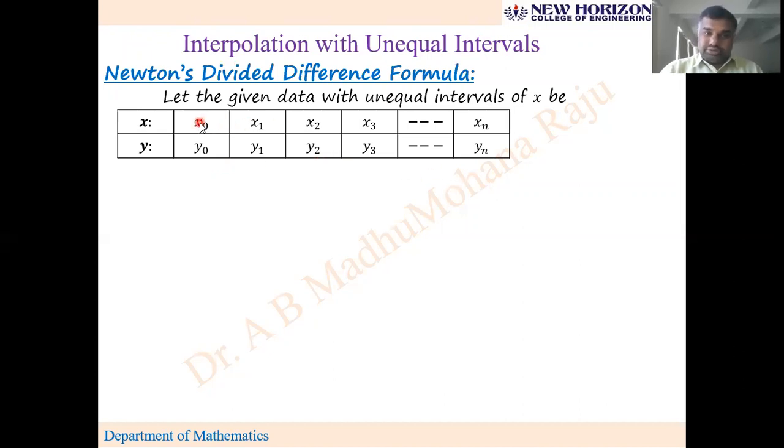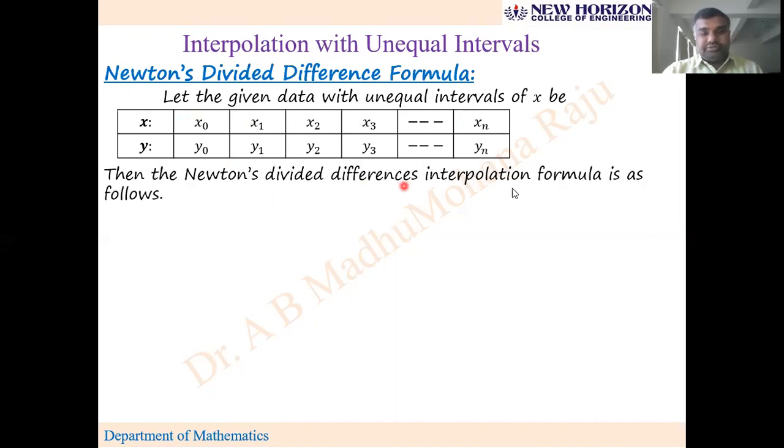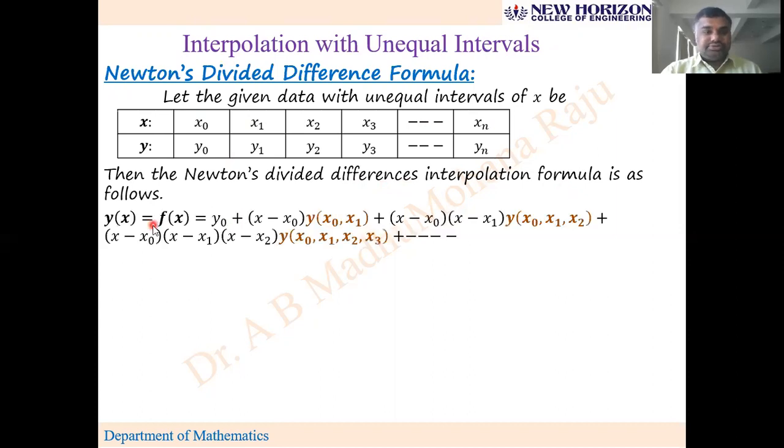Earlier, we saw x values equally spaced; now they are unequally spaced. Then the Newton's divided difference interpolation formula is as follows. Y of x is equal to f of x is equal to y0 plus (x minus x0) into y of x0, x1, plus (x minus x0) into (x minus x1) into y of x0, x1, x2, plus (x minus x0) into (x minus x1) into (x minus x2) into y of x0, x1, x2, x3, plus and so on.